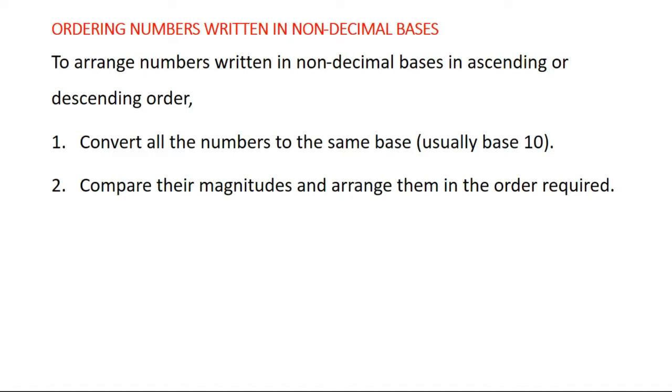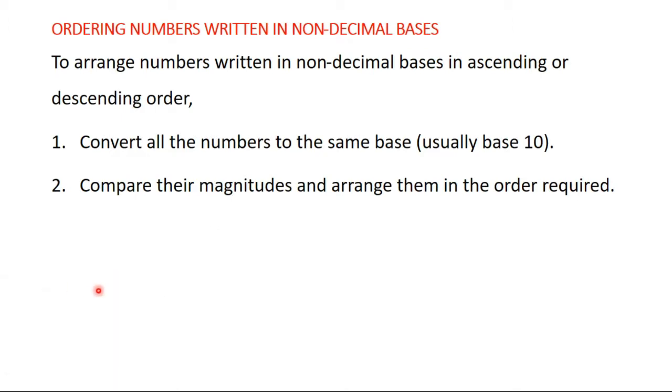So to arrange numbers written in non-decimal bases in ascending or descending order, the first thing you need to do is convert all the numbers to the same base. Now, since we are comfortable with handling numbers in base 10, it is always advisable to convert the numbers to base 10. Then from there, compare their magnitudes and arrange them in the order required. After you've converted all the numbers to base 10, you can easily recognize which one is the biggest or which one is the smallest. So you can arrange them depending on their magnitude, that is, how big or small the numbers are.